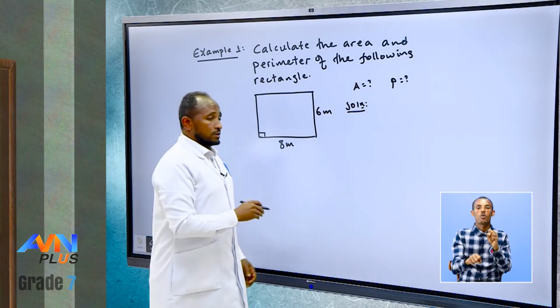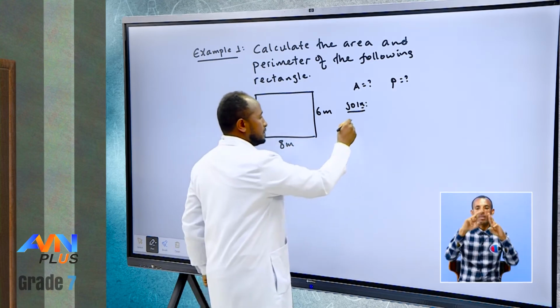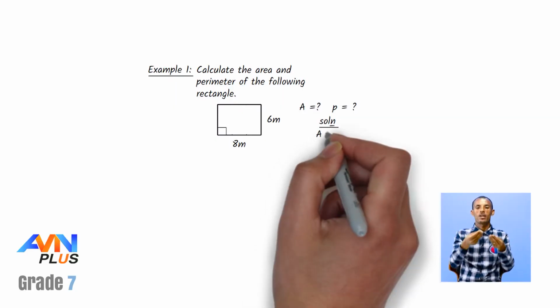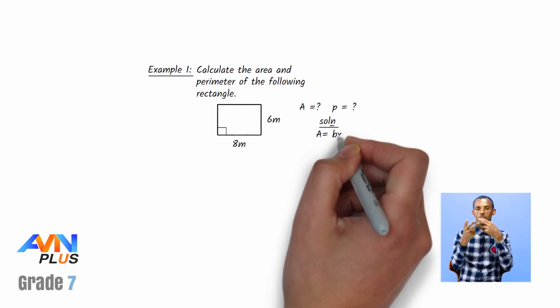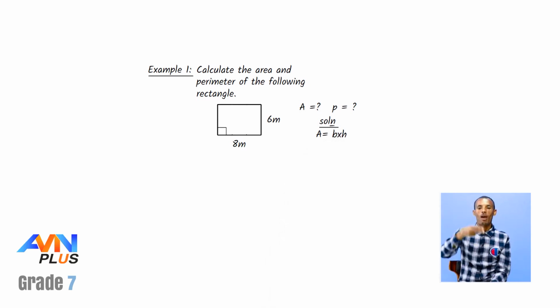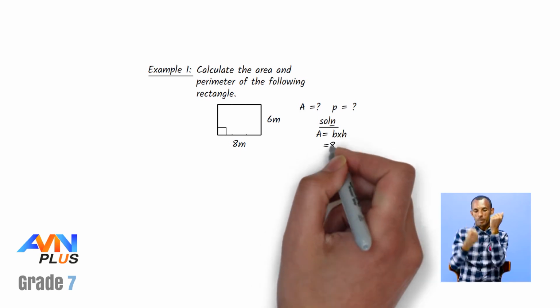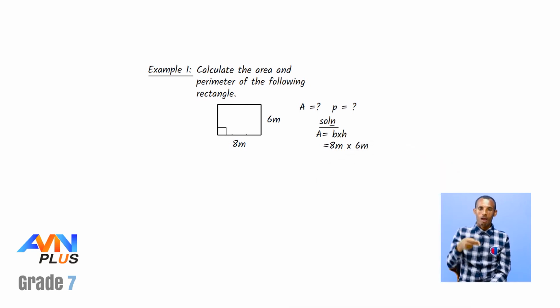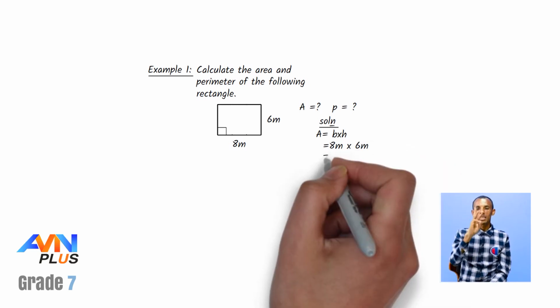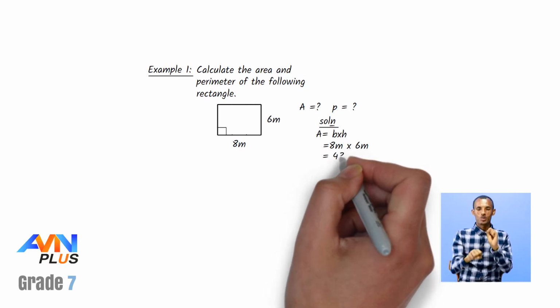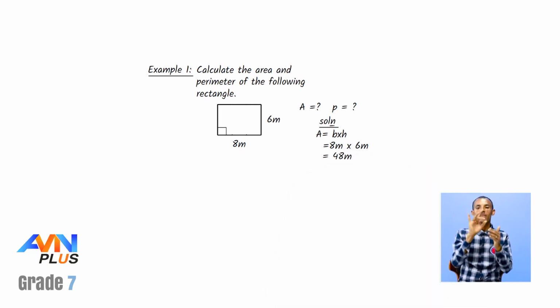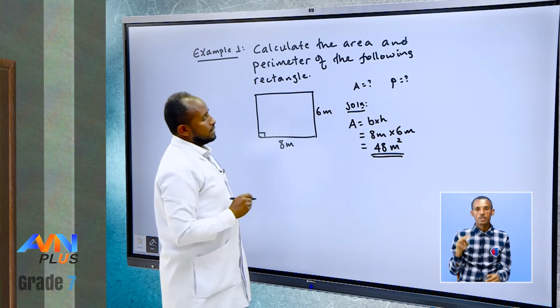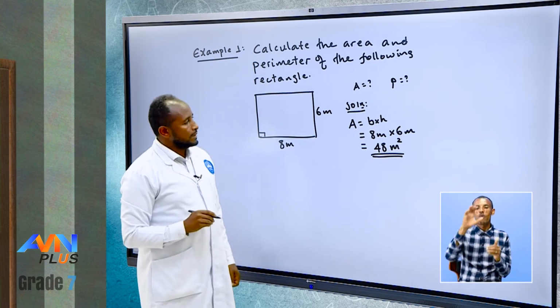So the area of a rectangle is given by this formula. Simply you multiply base and height. Therefore this is equal to the base, 8 meters, times the height, 6 meters. So the product gives you 8 times 6, which is 48 meters times meters, it is square meters. Therefore the area of this rectangle is 48 square meters.